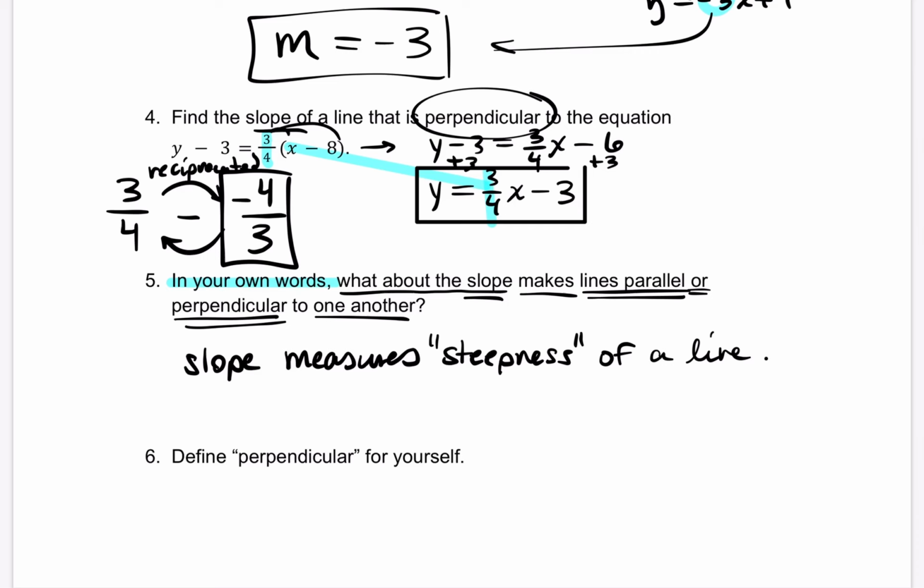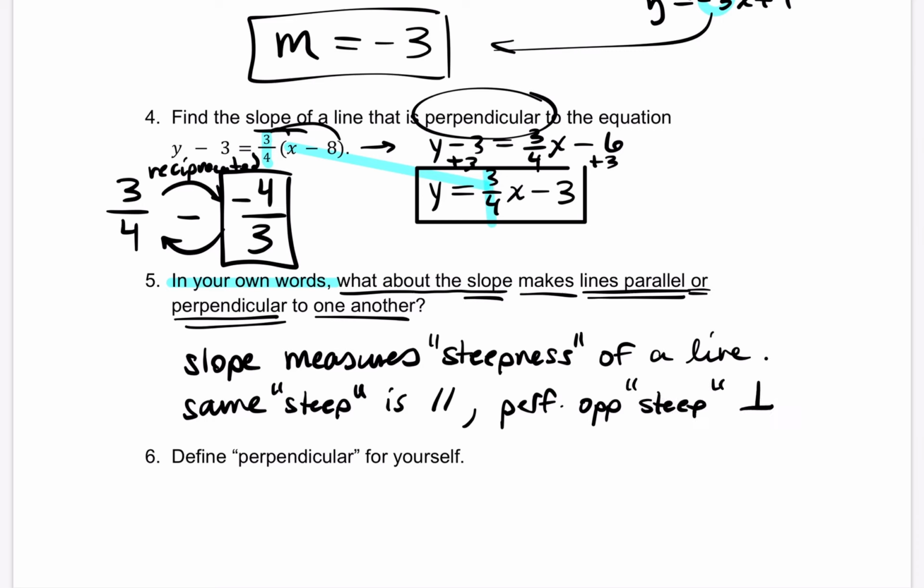So since it measures the steepness of a line, it can control parallel and perpendicular because if they're the same steepness, they'd be parallel. So I'm just going to write that. Same steepness is parallel, and then perfectly opposite steepness would be perpendicular, right? All right, so you can see my answer that I've written has very weird wording. It's phrased very creatively. If I see something very similar to mine, I'm going to know that you weren't listening to the audio and that you were just writing stuff down.